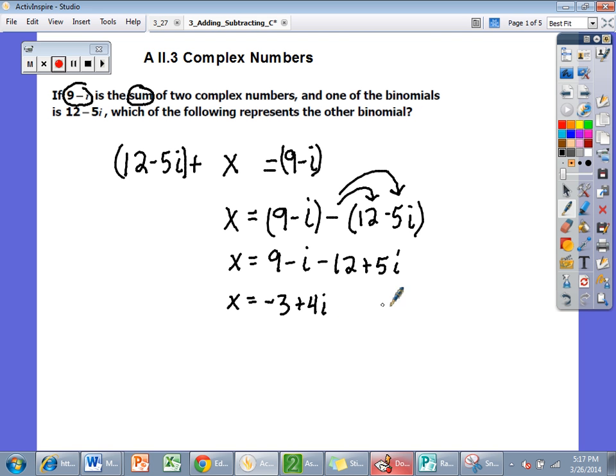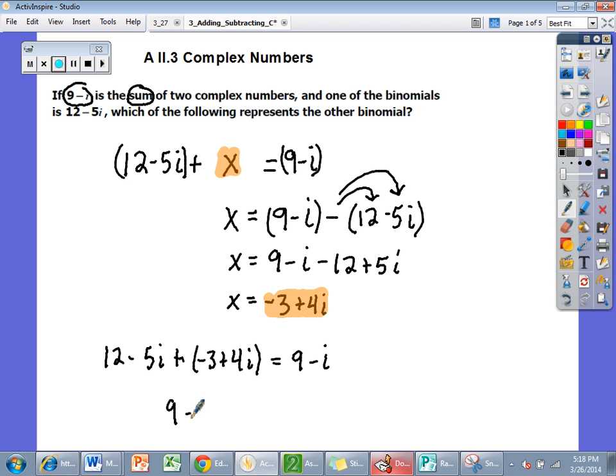Now what I would probably want to do is take this, substitute it back in here, and make sure that it works in my original equation. Does 12 minus 5i plus negative 3 plus 4i add up to give me my 9 minus i that it's supposed to? Well, 12 minus 3 gives me 9. Negative 5i plus 4i gives me negative 1i, just like it's supposed to. So I know I set everything up correctly.